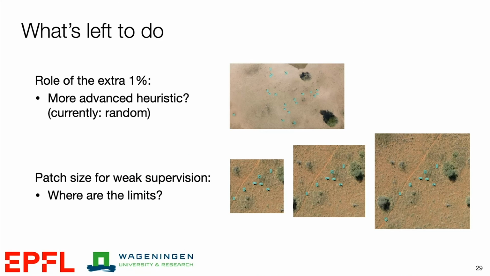The question is what still needs to be done. And there are some things which could be done, like this extra spatial supervision. We could think of more advanced heuristics. Now they're chosen at random. Maybe we can take model confidence as to which images to select for spatial supervision. And the question is also, where are the limits in weak supervision? The images are small, 512 by 512. We want to use bigger ones because it gets even easier for humans, but we probably cannot use the full drone images because the animals are too small. So this might need a bit of an ablation study.